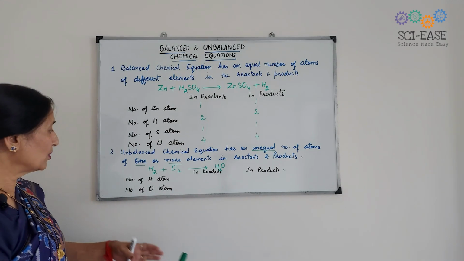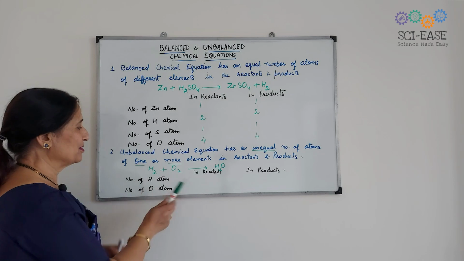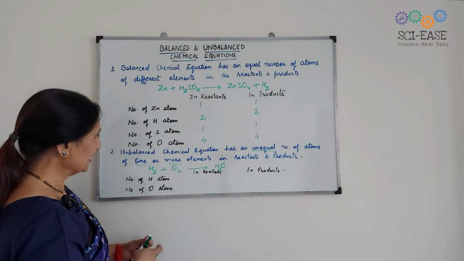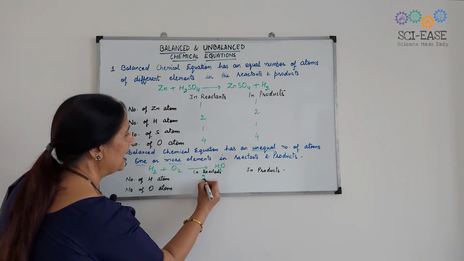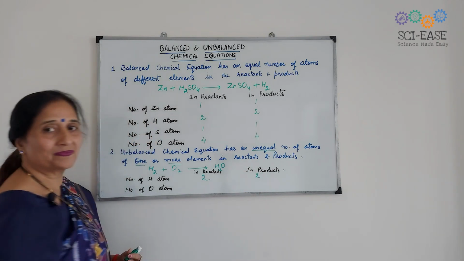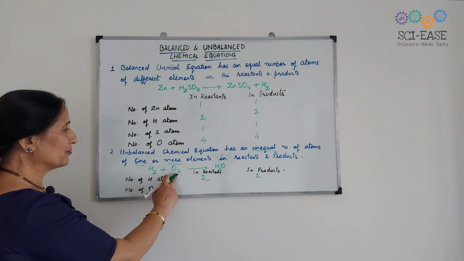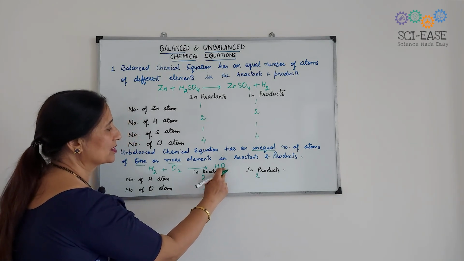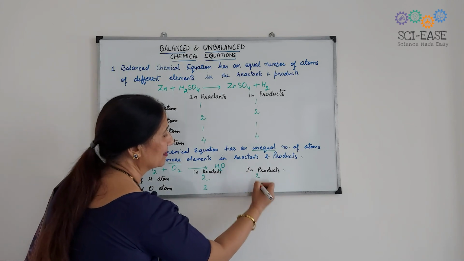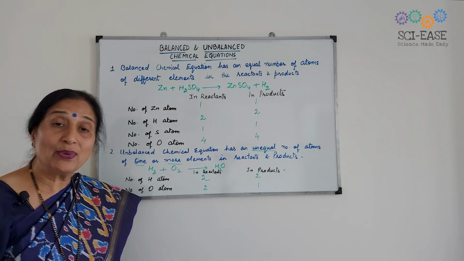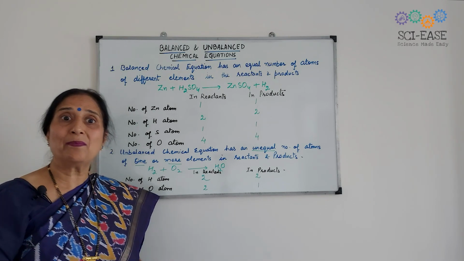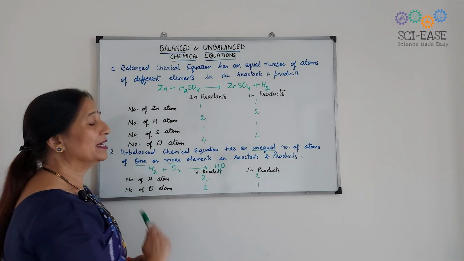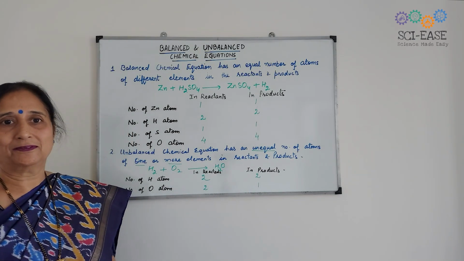Okay? Now, again count the number of hydrogen atoms on the reactant side. The number of hydrogen atoms in the reactant side is 2, and in the product side, it's again 2. Count the number of oxygen atoms in the reactant side, there are 2, and the number of oxygen atoms in the product side is 1. This means that this equation is not balanced, it's unbalanced, because the number of oxygen atoms on both sides of the chemical equation are unequal.